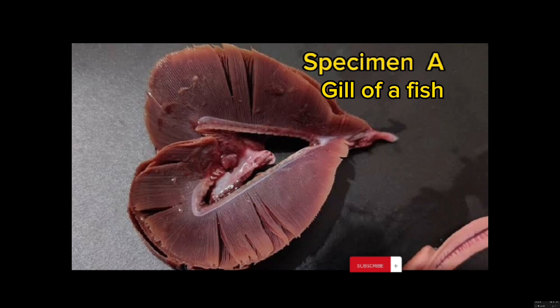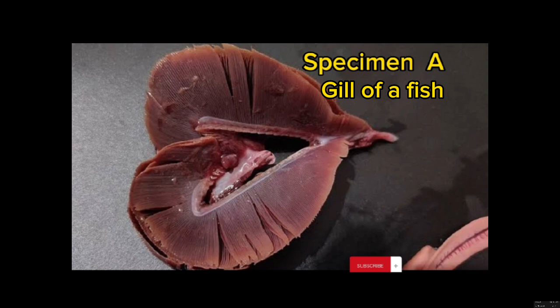Then the next thing they may ask you is to list some observable features of specimen A, which is the gill of a fish. What are these observable features? Features you can see. Yes, you know that this thing exists, but you cannot see it. For example, if they ask you observable features of the gill of a fish, what can you see at that time? Number one, it is moist.